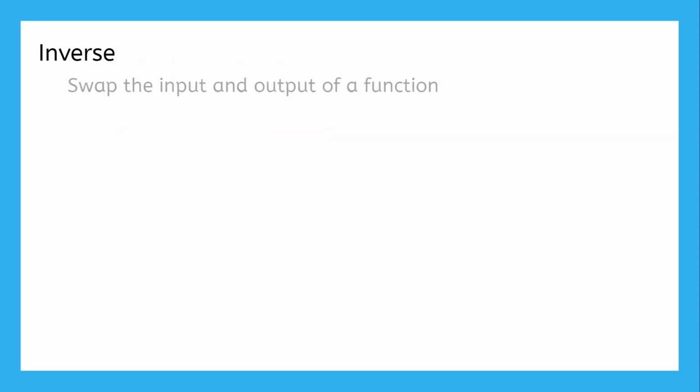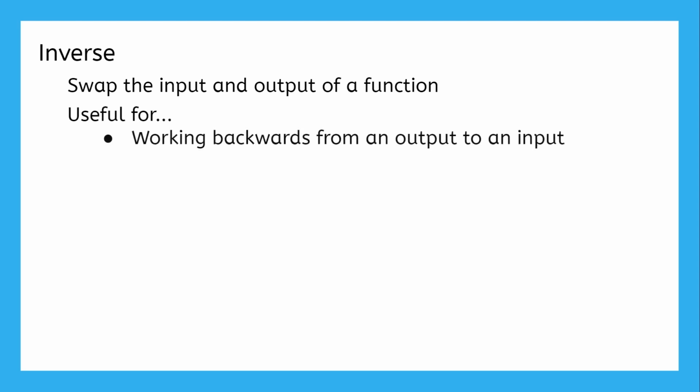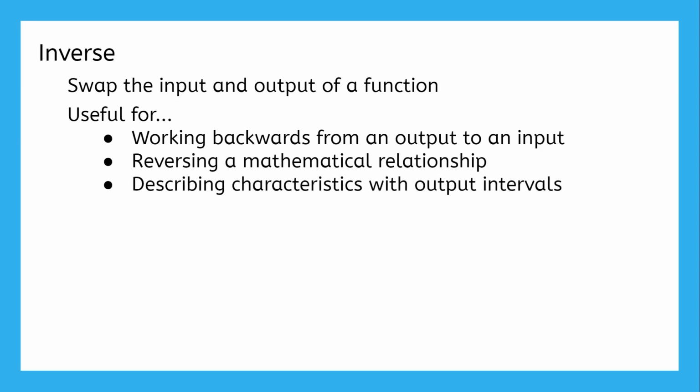In short, an inverse swaps the input and the output of a function. This is super useful if we need to work backwards from an output that we already know to its input, to reverse a relationship, like turning Fahrenheit into Celsius instead of Celsius into Fahrenheit, or to analyze and describe graph characteristics using output intervals instead of input intervals. Basically, we use inverses anytime we need to input outputs and output inputs.